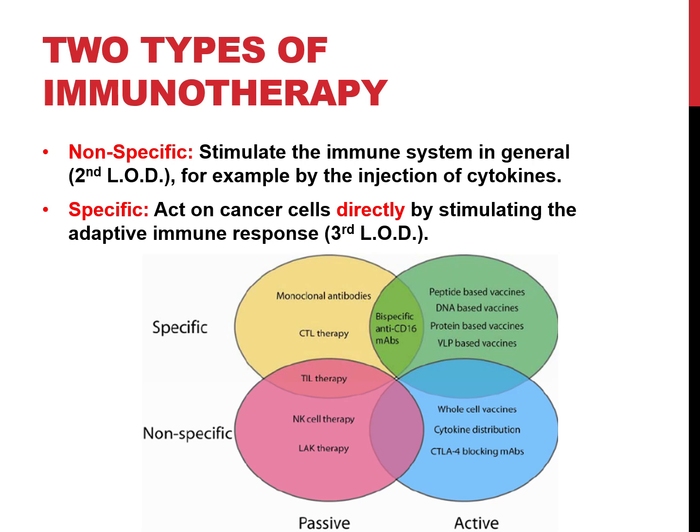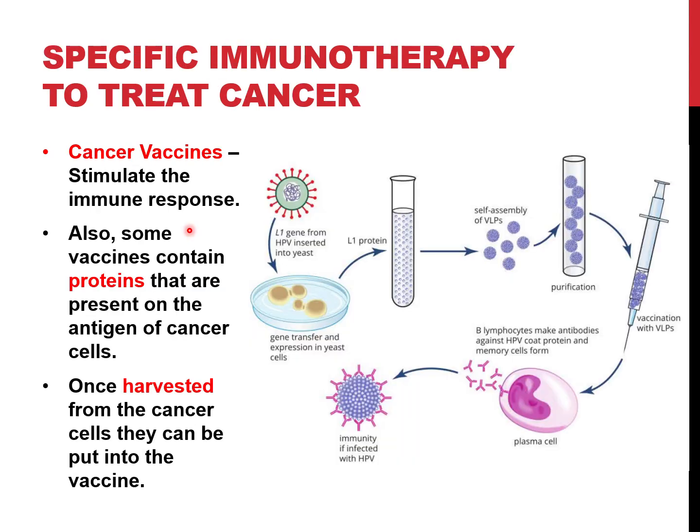There are two types of immunotherapy we need to be aware of: non-specific, which stimulate your immune system in general, so the second line of defense. The example here is the injection of cytokines. Or specific, which act on cancer cells directly by stimulating the adaptive immune response. So things like monoclonal antibodies. There are also cancer vaccines, which stimulate the immune response. Some vaccines contain proteins that are present on the antigens of the cancer cells. So it can essentially do that in the lab, and once harvested from the cancer cells, they can be put into a vaccine.